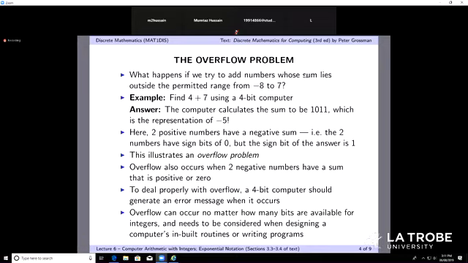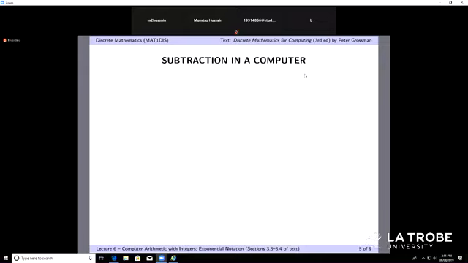So now when you wonder why you're getting an error message on your calculator or anywhere else, you know why. Okay. Make sense? Lovely. Now subtraction in a computer. I already have talked about this.